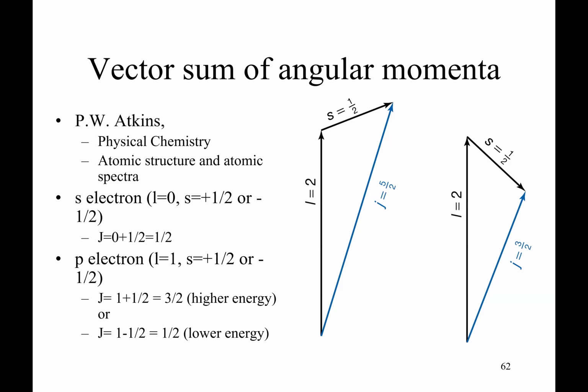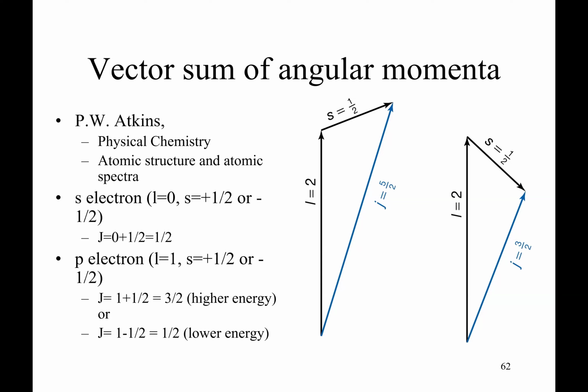So the J, remember we take the magnitude, positive values only. J equals, if an electron is in the S orbital, it is 0 plus a half, or 0 minus a half. But it's the magnitude, it's the modulus. We're together there? So you can only have one value. Make sense there?